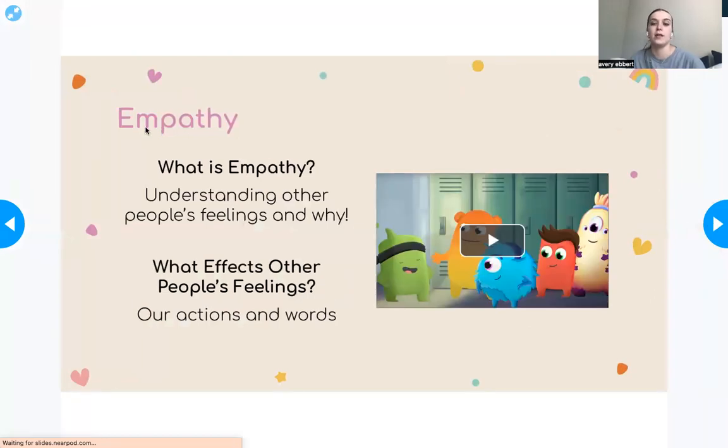Now, empathy. So, what is empathy? Empathy is kind of a big word. Empathy means understanding other people's feelings and why. So, maybe your friend is sad. Why do they feel that way? And how do we know that they're sad? And how do we affect other people's feelings? Our actions and words. So, when we do something or say something, it can impact other people, good or bad.